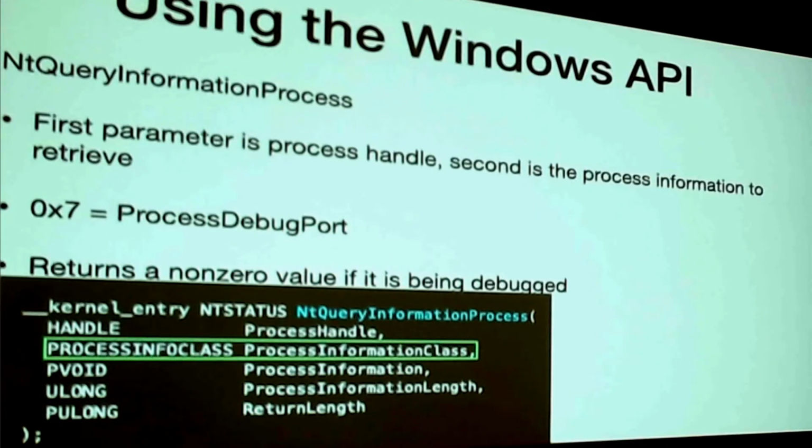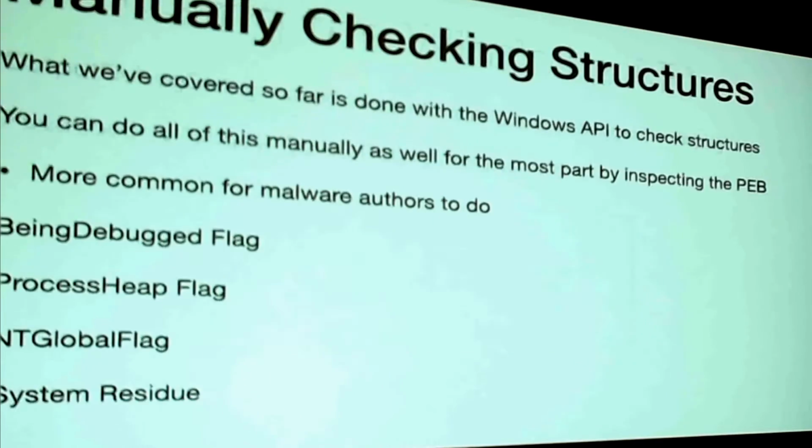There's some other ones, NtQueryInformationProcess. It's checking just a different data structure in memory that happens to be very similar to the TEB and the PEB. So there's a few of those in there, but let's talk about manually checking data structures. And this will kind of lead into what Andrew's question was.